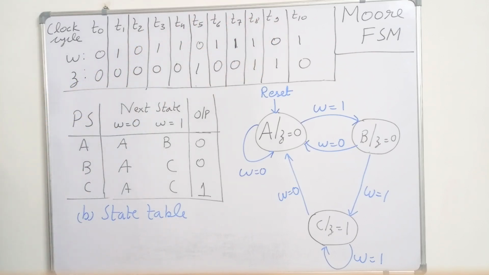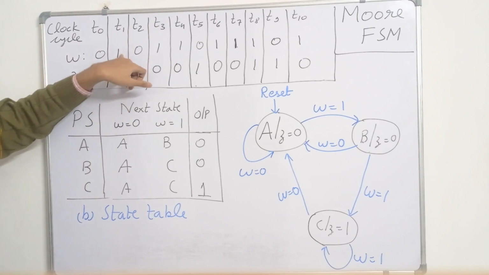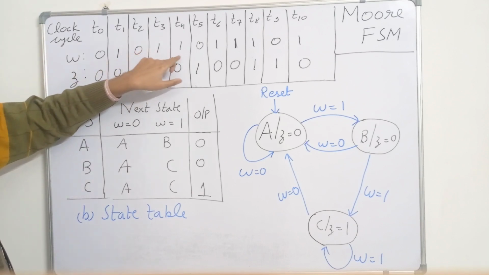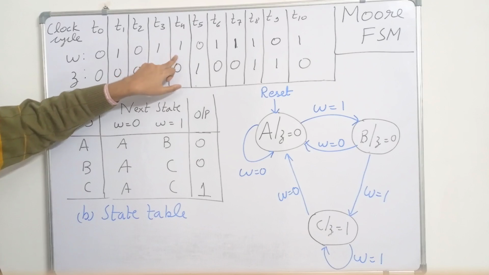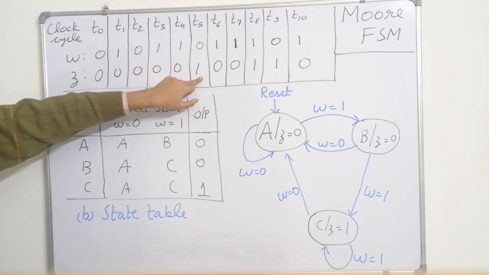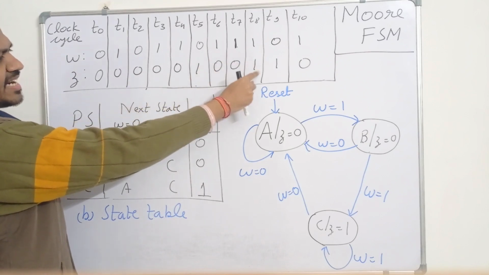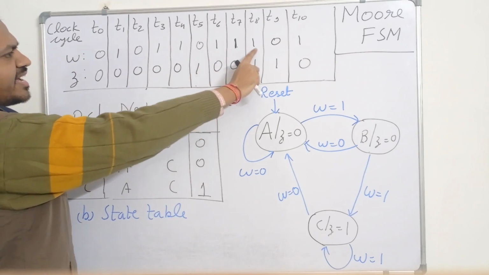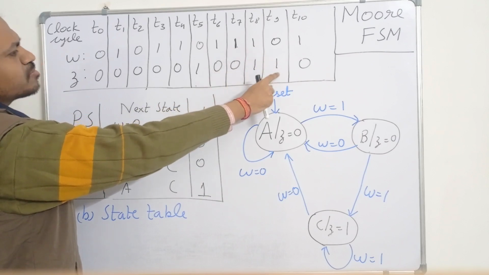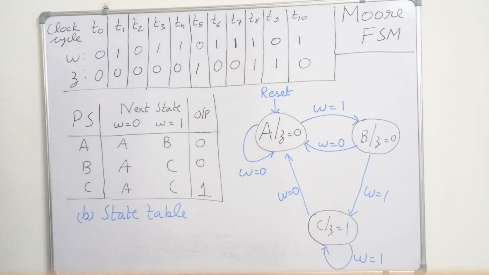We are designing a consecutive ones detector. So if W is the input, Z is the output. So here 0 1 0 0. At this point two consecutive ones are detected, so the output will be 1 in the next cycle. Again two consecutive ones are detected, output is 1 in the next cycle. Again two consecutive ones detected, output is 1 in the next cycle. So it is detecting overlapping ones also.